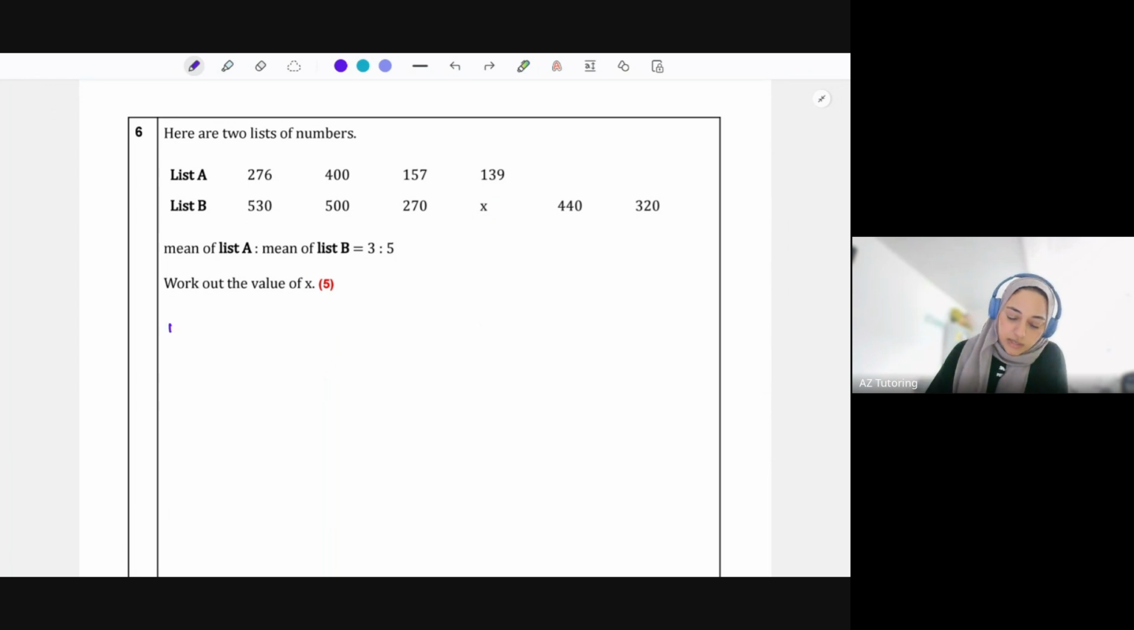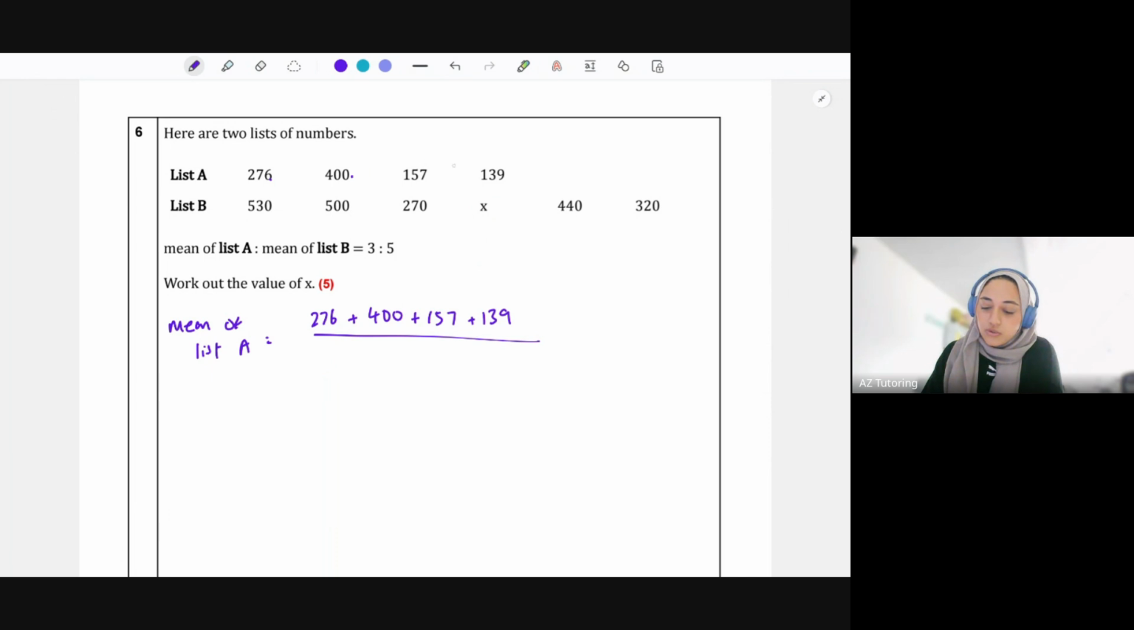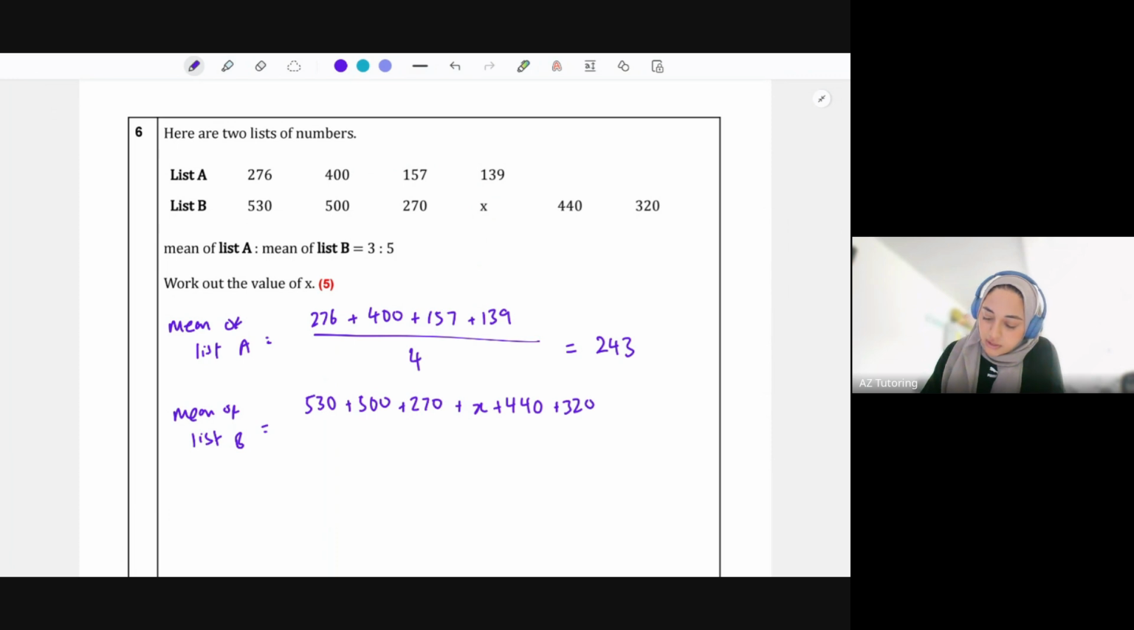So what we can do is first, we can work out the mean of each list first. So the mean of list A, all we're doing is adding all the numbers up together, 276, add 400, add 157, add 139. We divide that by how many there are, and there's 1, 2, 3, 4. And the answer we get is 243. Let's work out the mean of list B. We're doing 530, add 500, add 270, add x, so an unknown, add 440, add 320, and we're dividing that by, we've got 1, 2, 3, 4, 5, 6. We've got 6 this time.